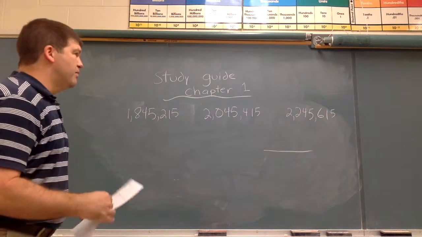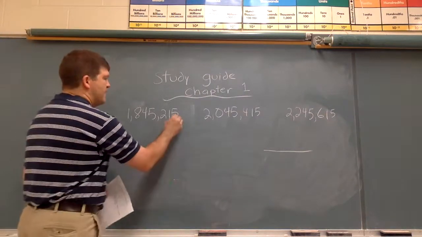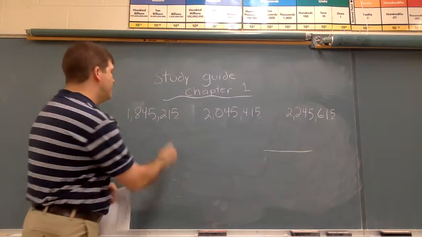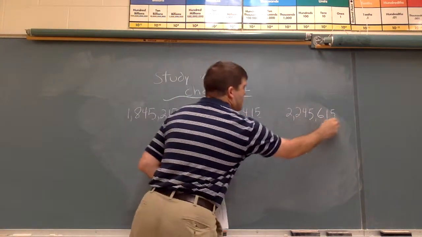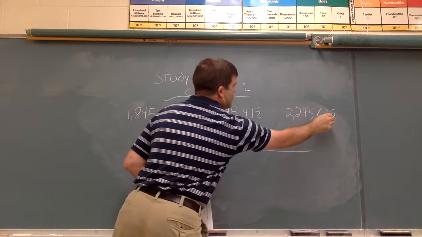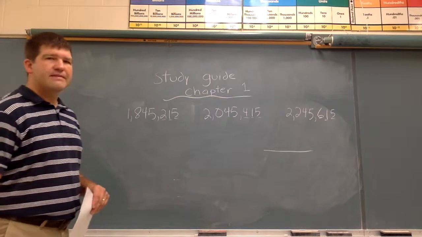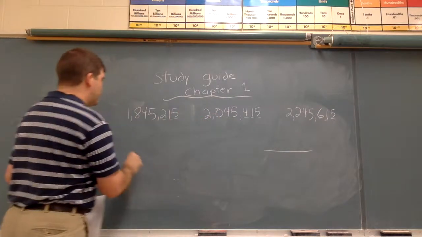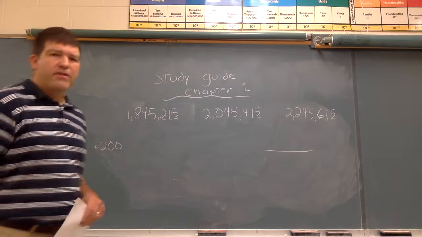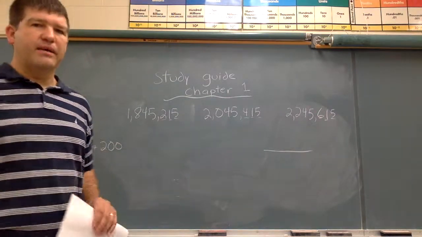I have to find the rule. So I start looking at numbers. I see my ones stays the same. Nothing's changing there. See my tens. Nothing's changing there. I look at my hundreds. 2, 4, 6. Okay, so 2, 4, 6. I know that it's going up 200 each time. So one part of the rule is that it's going up 200 each time.